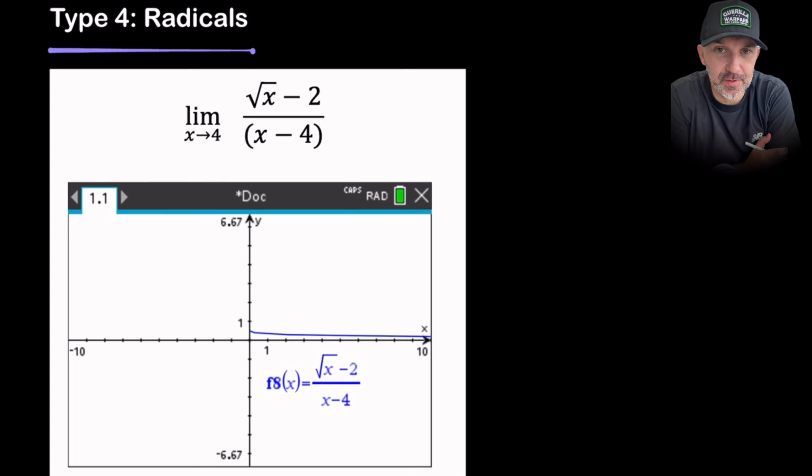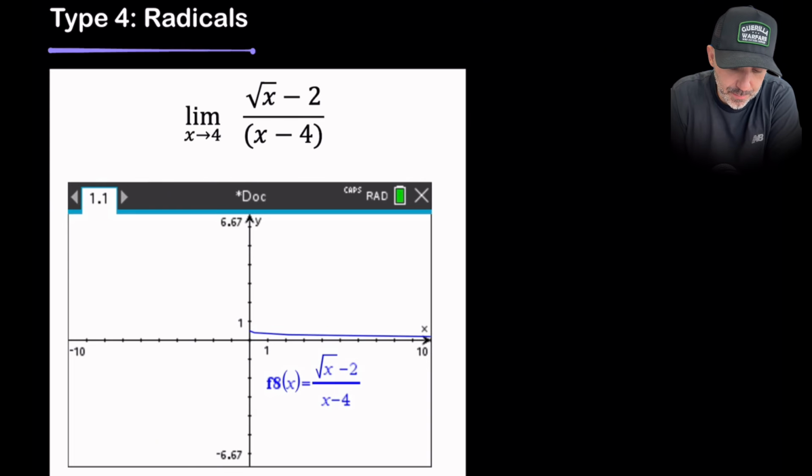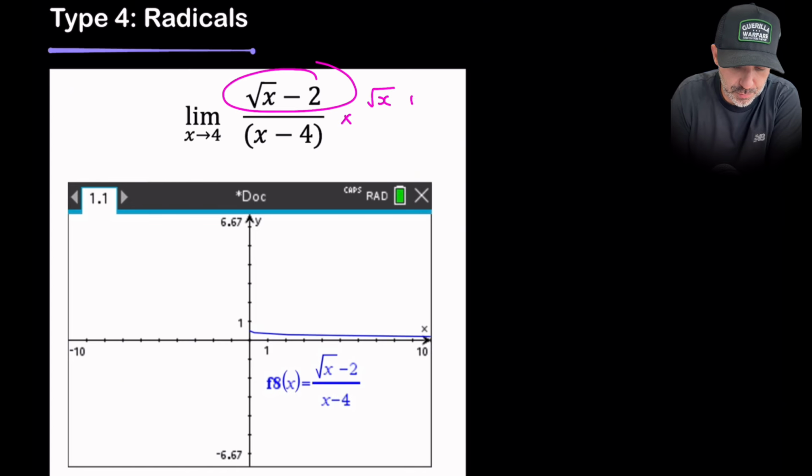Okay, so this style of limit problem involves a radical. So what are we going to do? Well, the best approach here is to use what's called the conjugate. So we look at root x minus 2, and the conjugate of that will be root x plus 2. So I want you to times numerator and denominator by that conjugate, which is root x plus 2. And this is a technique that would help us solve this style of problem.